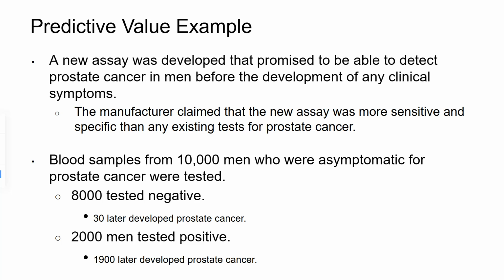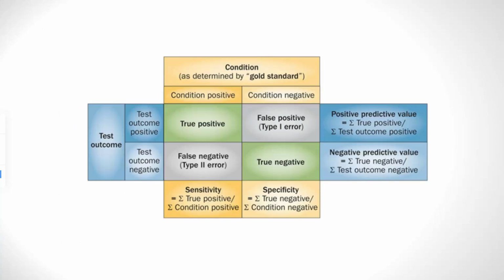A new assay was developed that promised to be able to detect prostate cancer in men before the development of any clinical symptoms. The manufacturer claimed that the new assay was more sensitive and specific than any existing tests for prostate cancer. Blood samples from 10,000 men who were asymptomatic for prostate cancer were tested. 8,000 tested negative, 30 later developed prostate cancer, 2,000 tested positive, 1,900 later developed prostate cancer. So looking back at the table, we can go back to those calculations and be able to calculate all of these different aspects.